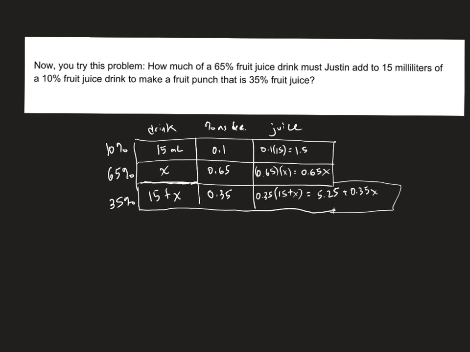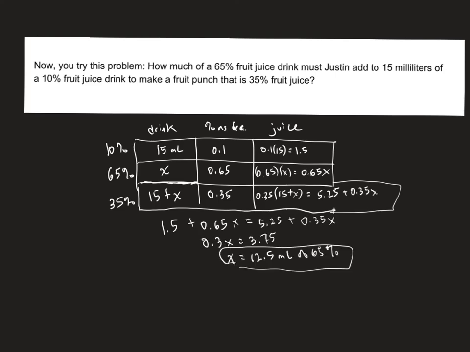I had to extend my box there a little bit. And now I'm going to add the amounts of juice in the first two rows and set it equal to the third row. Get all the x stuff together, and then solve for x. And that should be your answer.